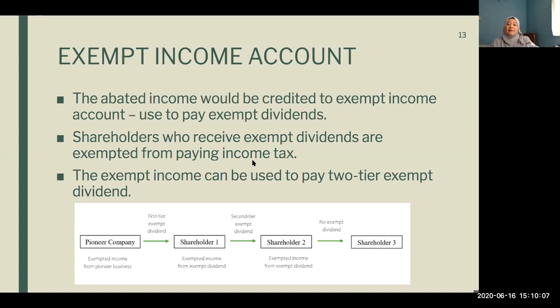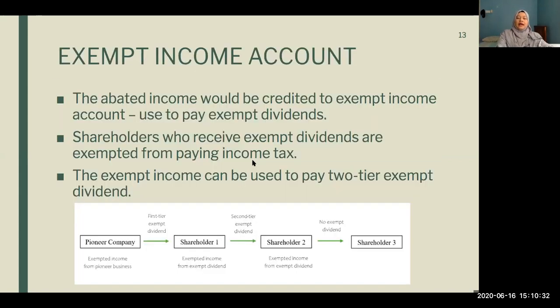So that's why company, whenever you're under tax incentive, you want to maximize your exempt account. Because when you pay out dividend from your exempt account, shareholder will be very happy because there's no tax deducted from the dividend. So when you make your shareholder happy, of course, they will continue to invest in your company. Right.